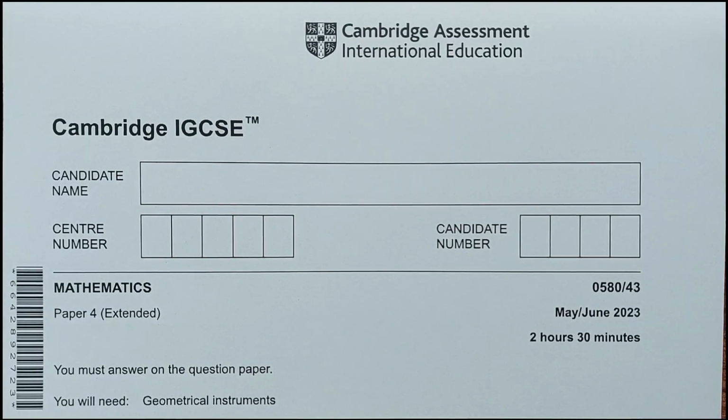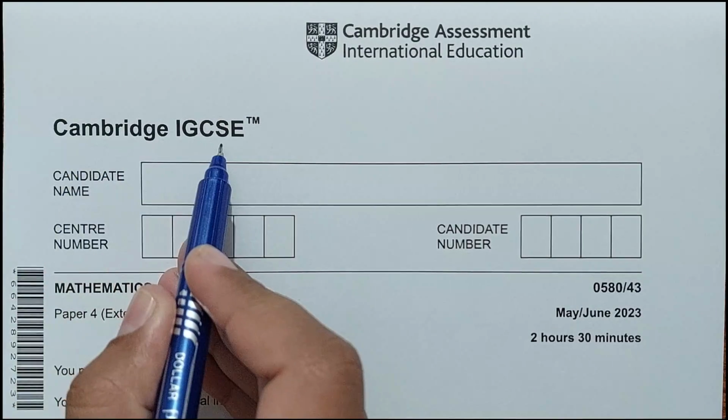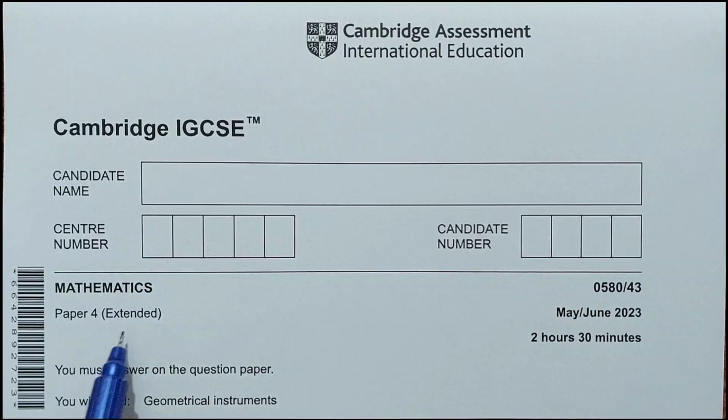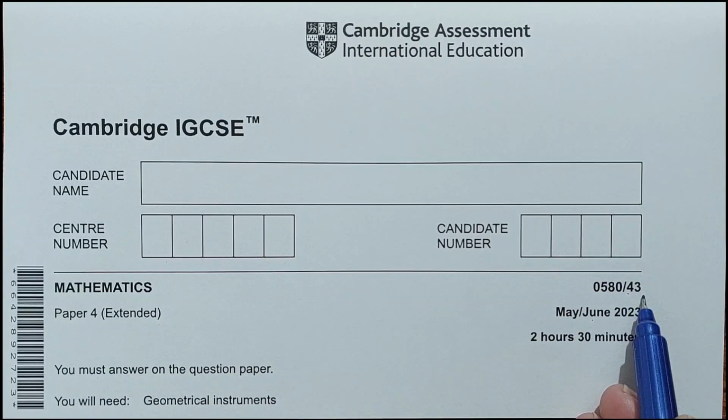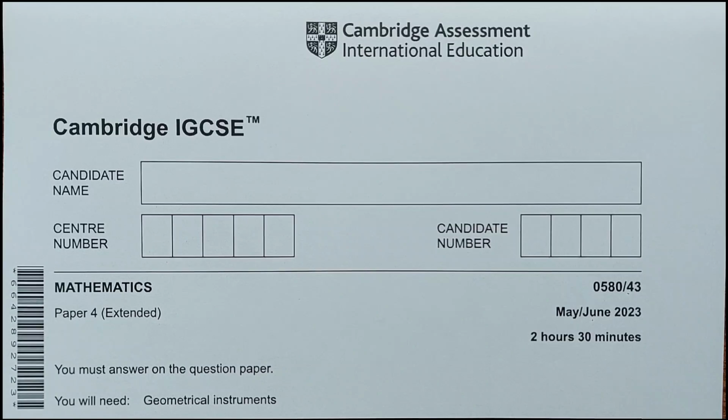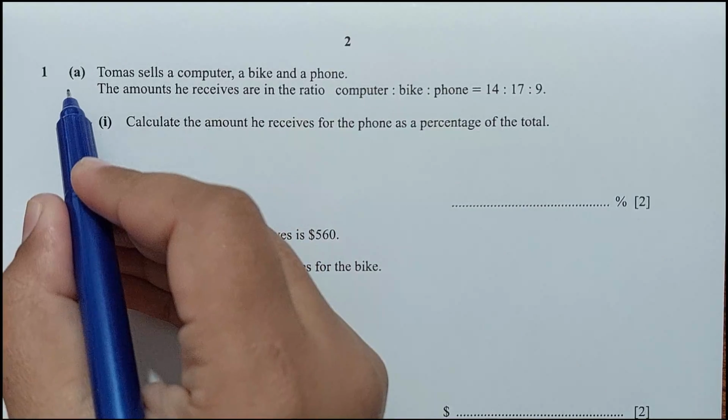Hi everyone, in this video I am going to solve Cambridge IGCSE Mathematics Paper 4 Extended in a session May-June 2023 Paper 4-3. So let's start with the first question. Question number 1, Part A.